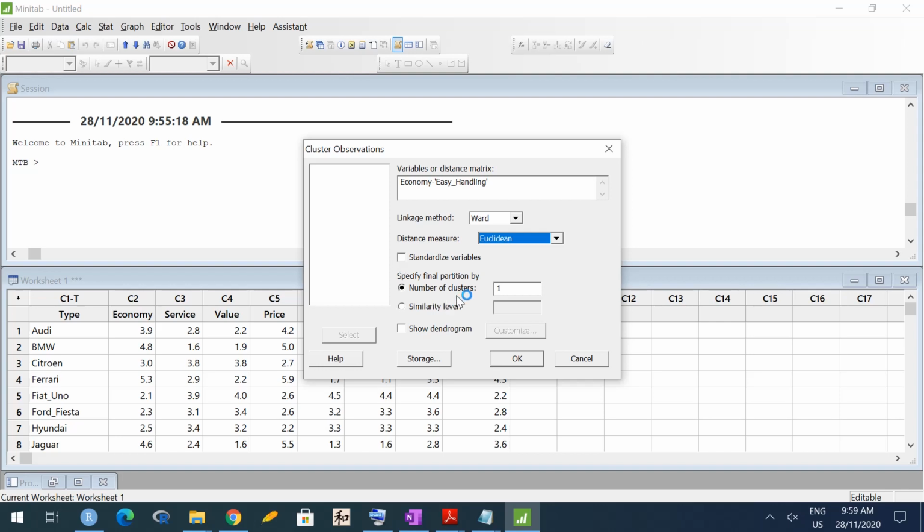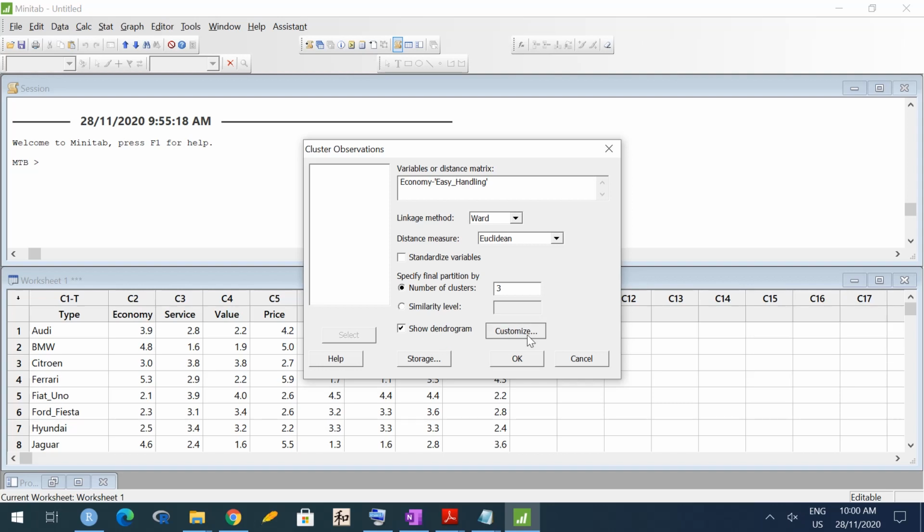Now, how many clusters do we want? There are two options. Either we can specify the number of clusters or we can specify a similarity level. Like, I want only the cars which are at least 80% similar in one group. So you can write 80 here and that would do the job. Today let me specify the number of clusters, and we want to see the dendrogram.